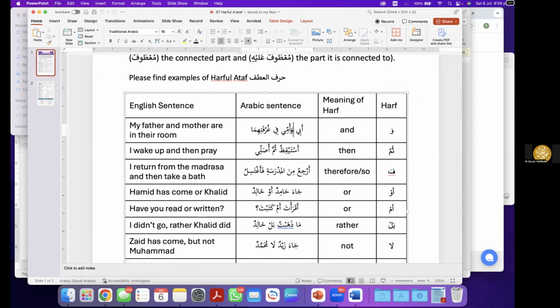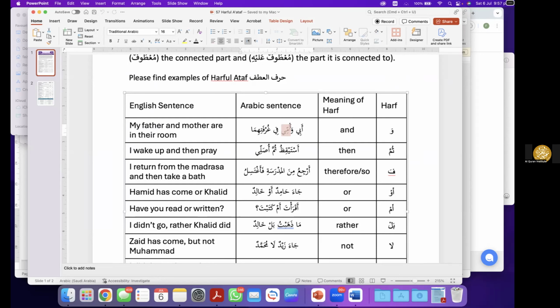Harful ataf. What it is doing, it's connecting two things, two subjects. One part will be before it, one part will be after it. The one before it, the one after it, the names are important for you to know. It was not in our last lesson. This part we have to cover in module 1, and it is easy, simple. Pay attention. Waw is the harf ataf. And what does it connect? It connects the ma'tuf.